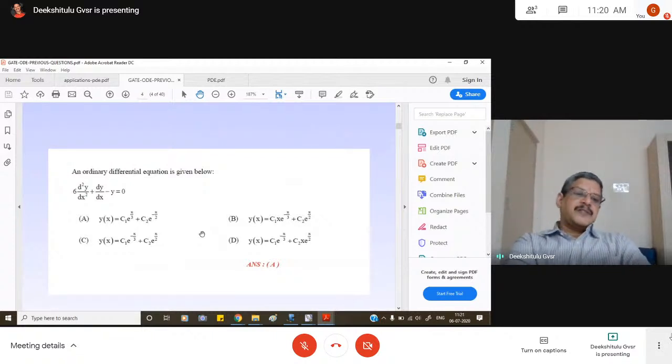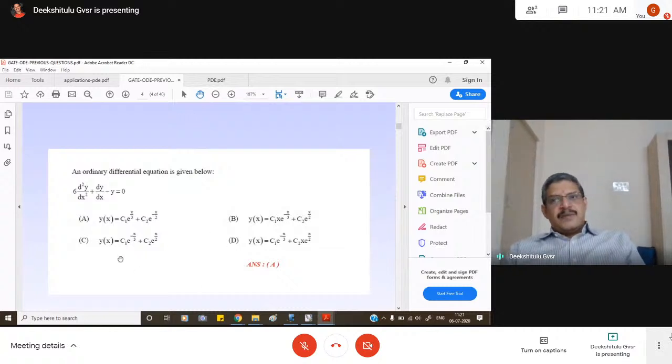For the complementary function, what you have to do is construct the auxiliary equation. What is the auxiliary equation? 6m square plus m minus 1 is equal to 0. So if you take the factors, m square plus m by 6 minus 1 by 6 is equal to 0. So find the factors.